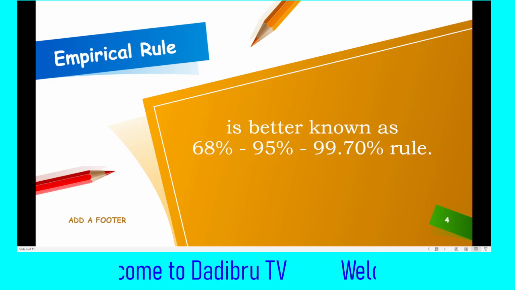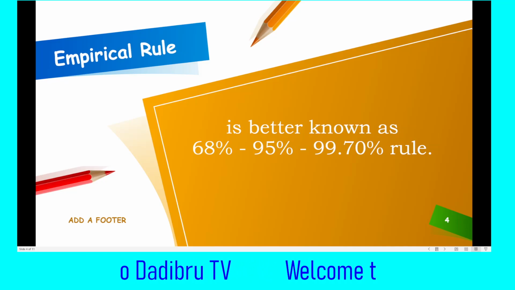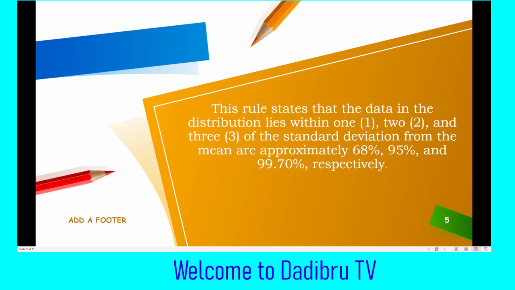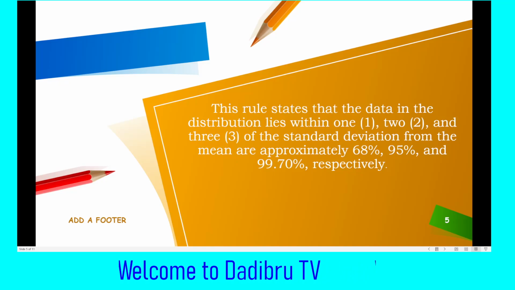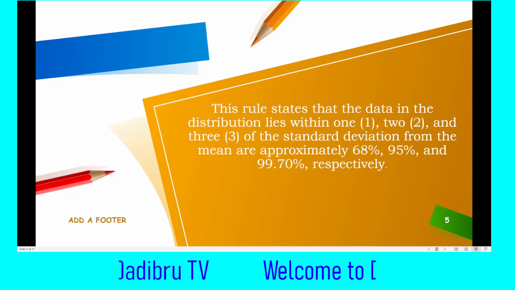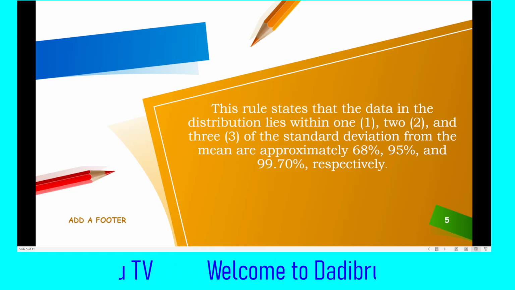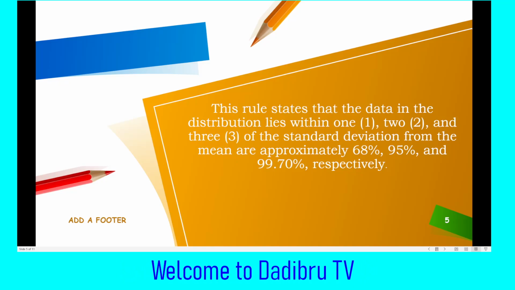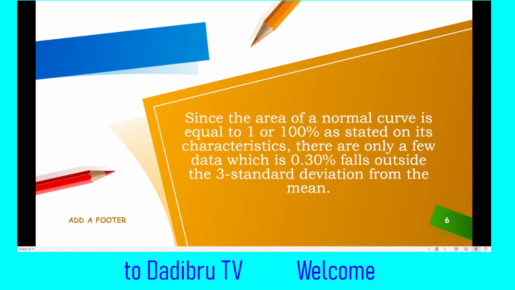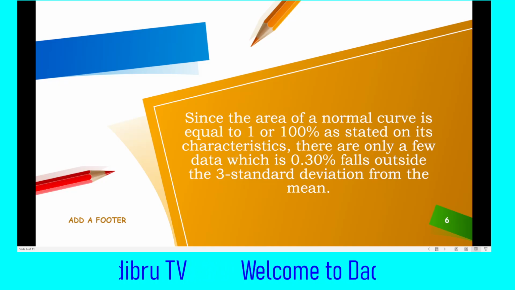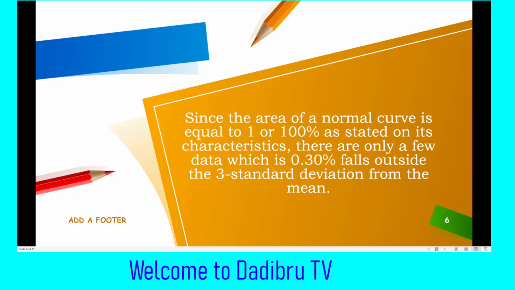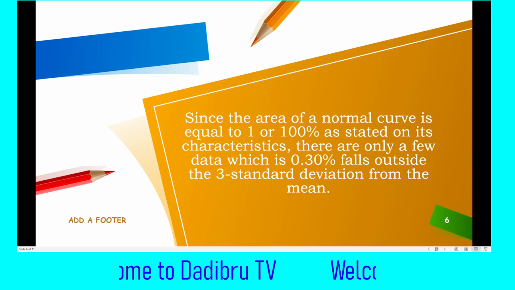The empirical rule is better known as the 68, 95, and 99.70% rule. This rule states that the data in the distribution that lie within 1, 2, and 3 standard deviations from the mean are approximately 68%, 95%, and 99.70% respectively. Since the area of a normal curve is equal to 1 or 100%, as stated in its properties, there are only a few data, which is 0.30%, that fall outside the three standard deviations from the mean.